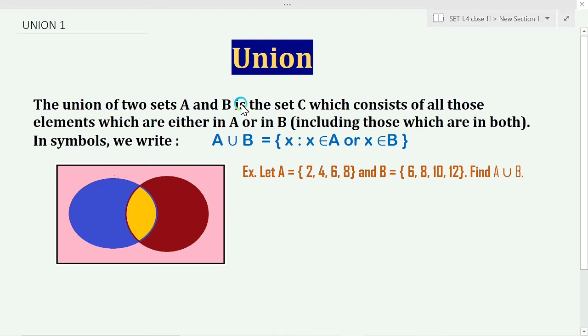So what is union? The union of two sets A and B is the set C which consists of all those elements which are either in A or in B. Basically, the union of any two sets is also a set, that is C, and it contains all the elements of A and B.